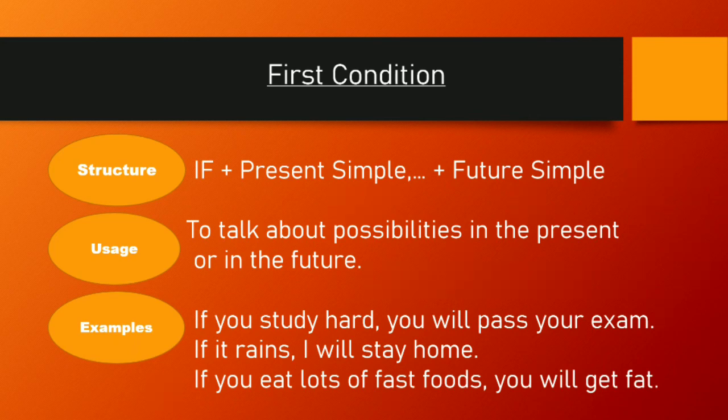The second example of the first conditional: if it rains, I will stay home. It means a possibility that will happen in the future, because if it rains outside, I will not go to school. I will stay home because of the rain.